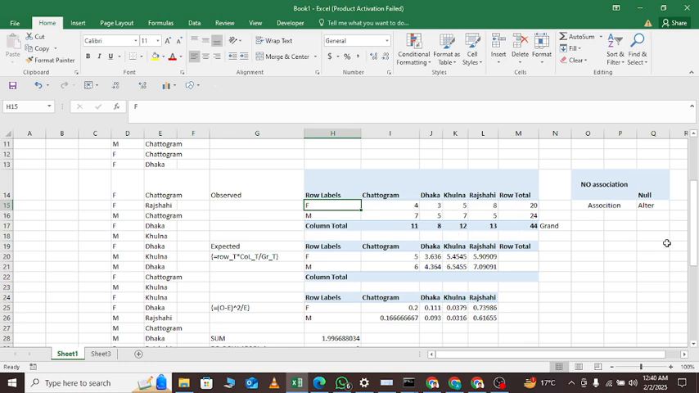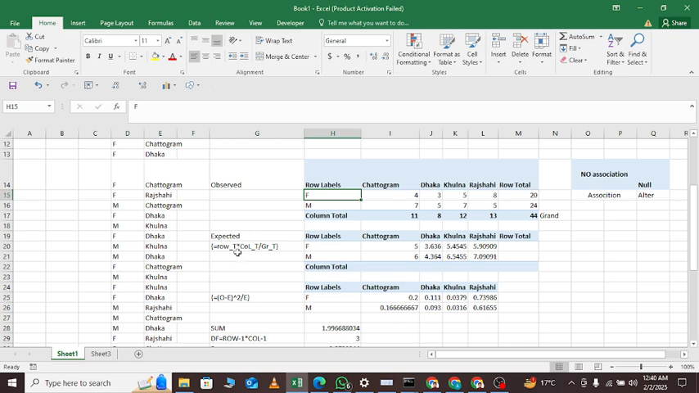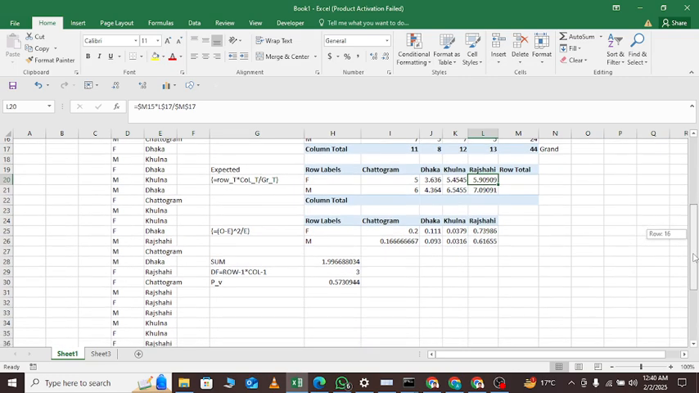How can you find the expected table from the observed table? Row total multiplied by column total, divided by grand total. Here the row total is 20, multiplied by the column total and divided by the grand total. Similarly for Dhaka, row total, column total, grand total. Using this function, we find our expected values.